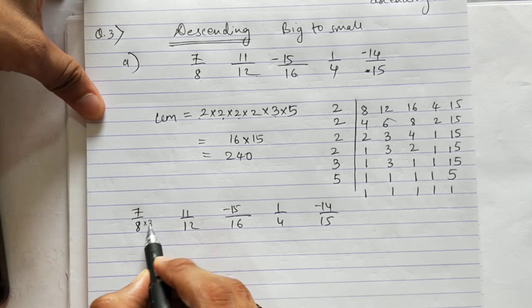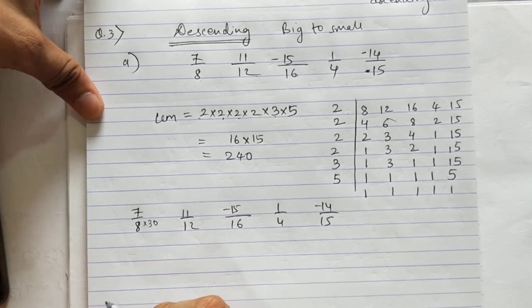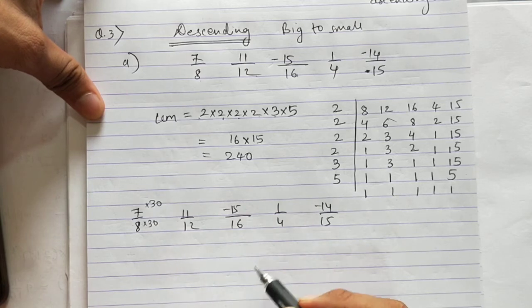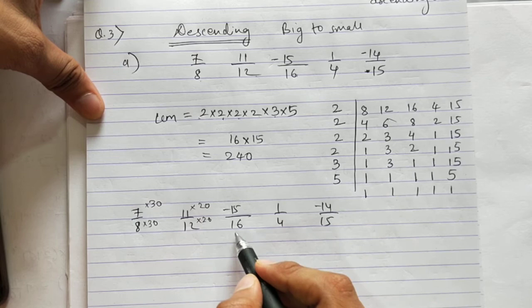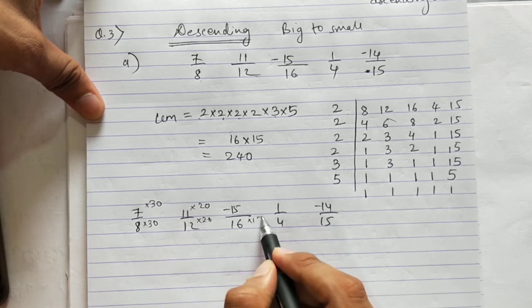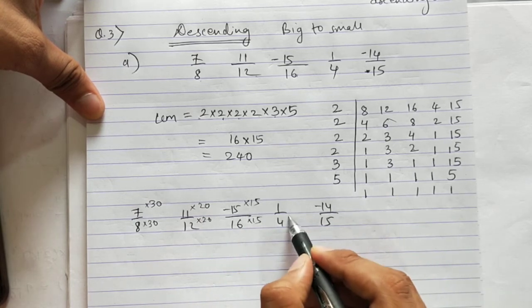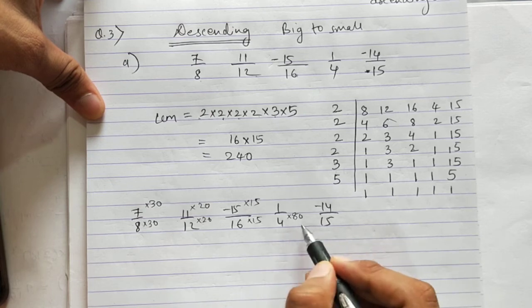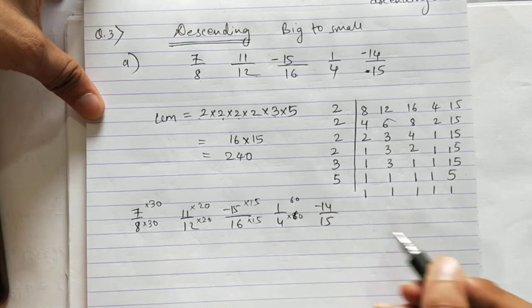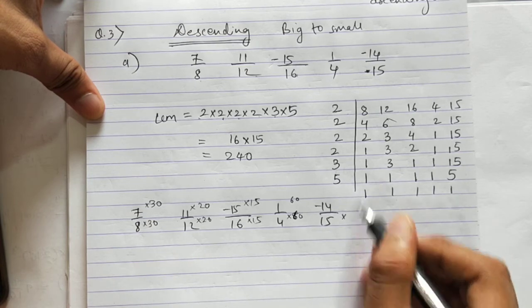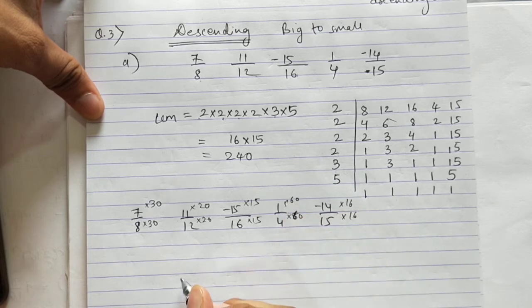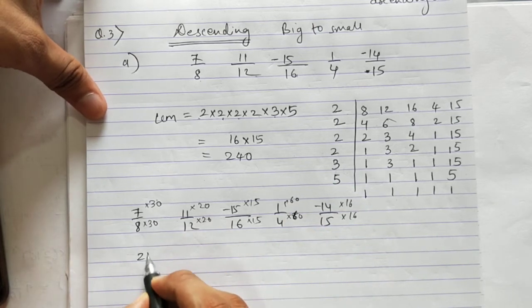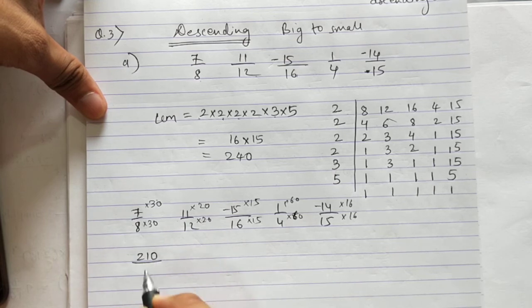So this will get multiplied with 30, numerator and denominator. This will get multiplied with 20. 16 will get multiplied with 15. 4 will get multiplied with 60. 15 will get multiplied with 16. Okay, so 7 3s are 21, so 7 into 30, 210 upon 240.